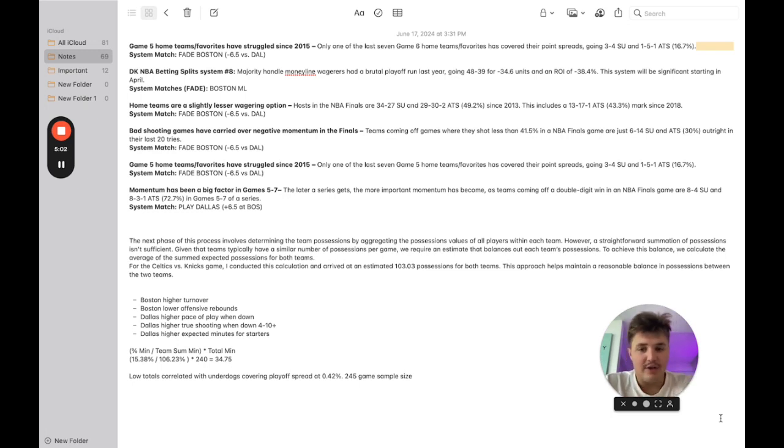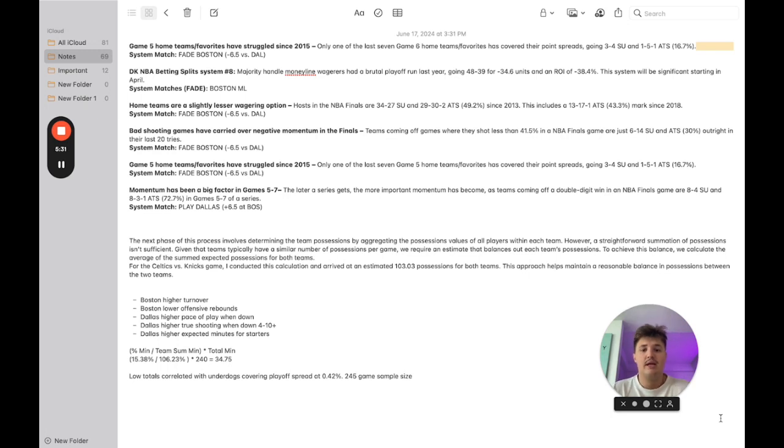The next phase of this process that I want to talk about is determining a team's possessions. When you're backing an underdog such as the Mavericks, you want to try and find a way to make the possessions that each team has as even as possible. That's one of the things I look at when capping basketball, especially college basketball, because it's so volatile.